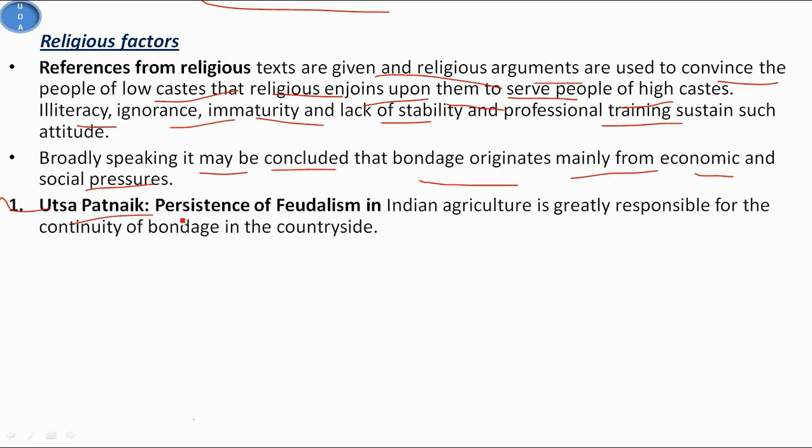Utsa Patnaik says the persistence of feudalism in Indian agriculture is greatly responsible for the continuity of bondage in the countryside. In the rural sector, feudalism is persistent because traditional land laws come from the upper caste, and hence the relationship between caste and agriculture is absolutely profound. Low castes work either as tenants or sharecroppers under traditional methods of contract, and low-caste untouchables who are landless opt for bonded labor to avoid distant migrations.